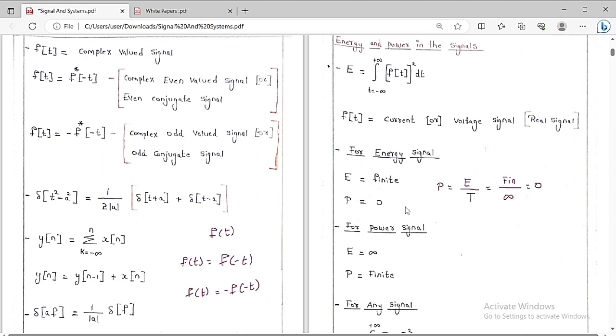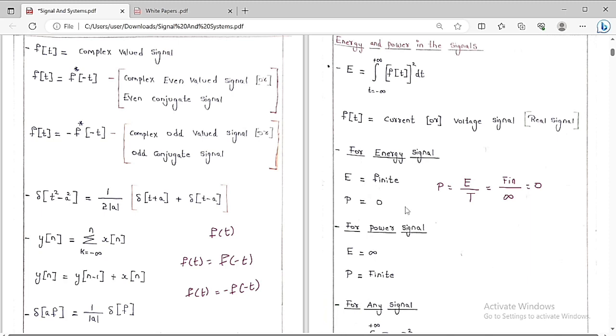So listen carefully. A signal f of t is said to be an energy signal when its energy is equal to a finite value and its power is equal to 0. So what is the meaning of power?